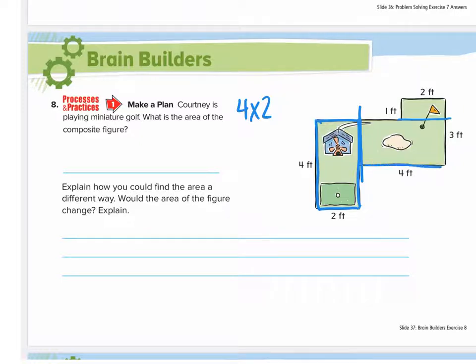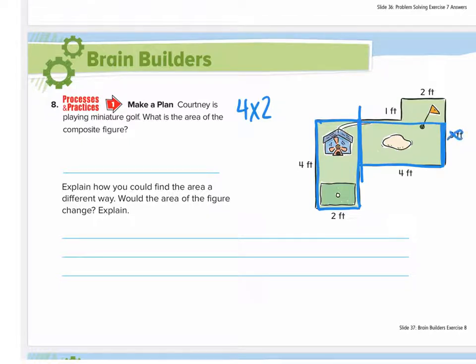This rectangle is 4, and we don't know this length yet, so we have to look at this. We have 3 and 1. So 3 minus 1 is 2.